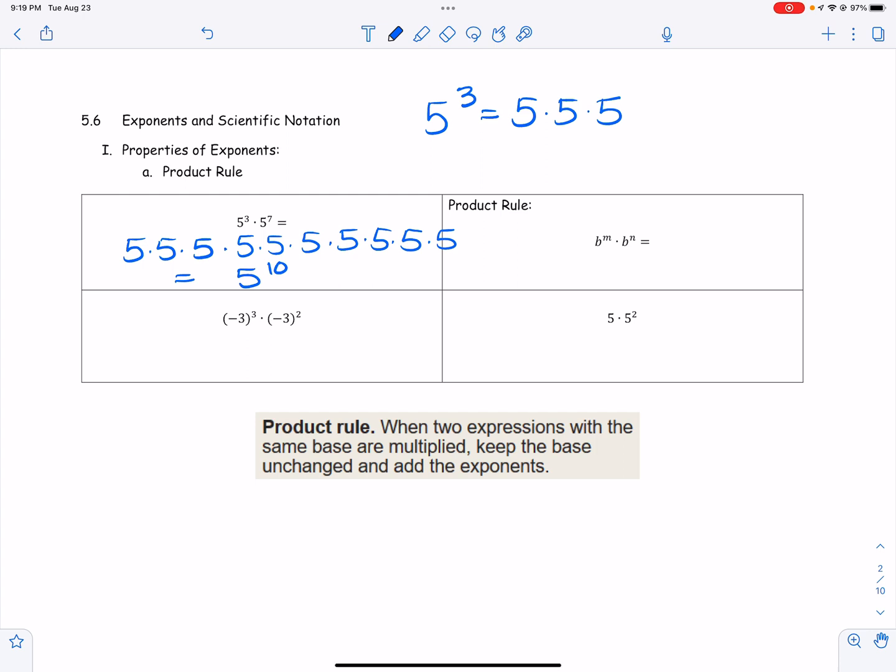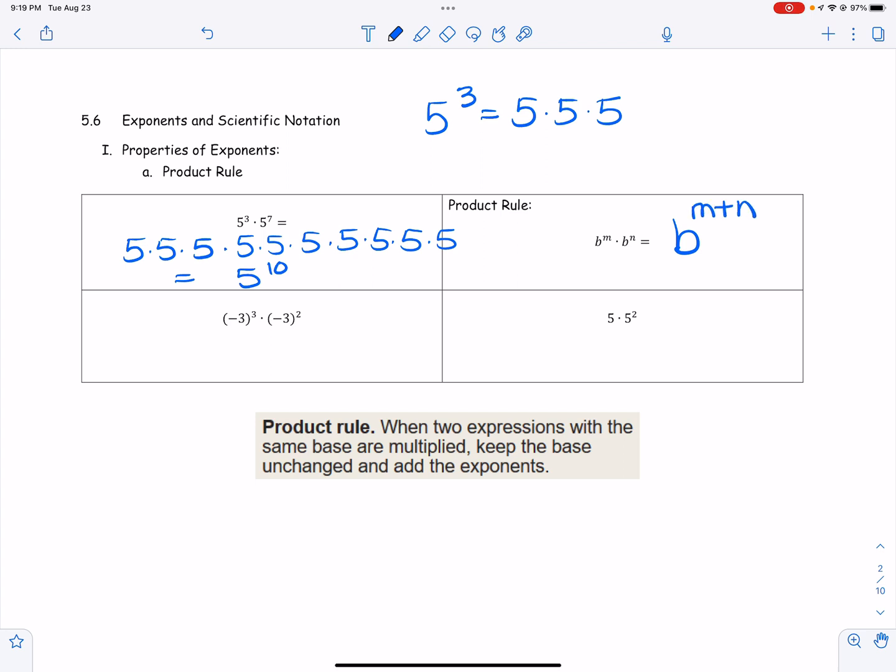And so there's going to be two parts of this. Sometimes they're going to ask you to actually calculate it, and sometimes they're just going to ask you for the expression using the exponent, okay? But that's a lot of work to have to write all of those numbers out and then count it. So there's an easier way to do it. And so we will use the rule of writing the base and adding the exponents.